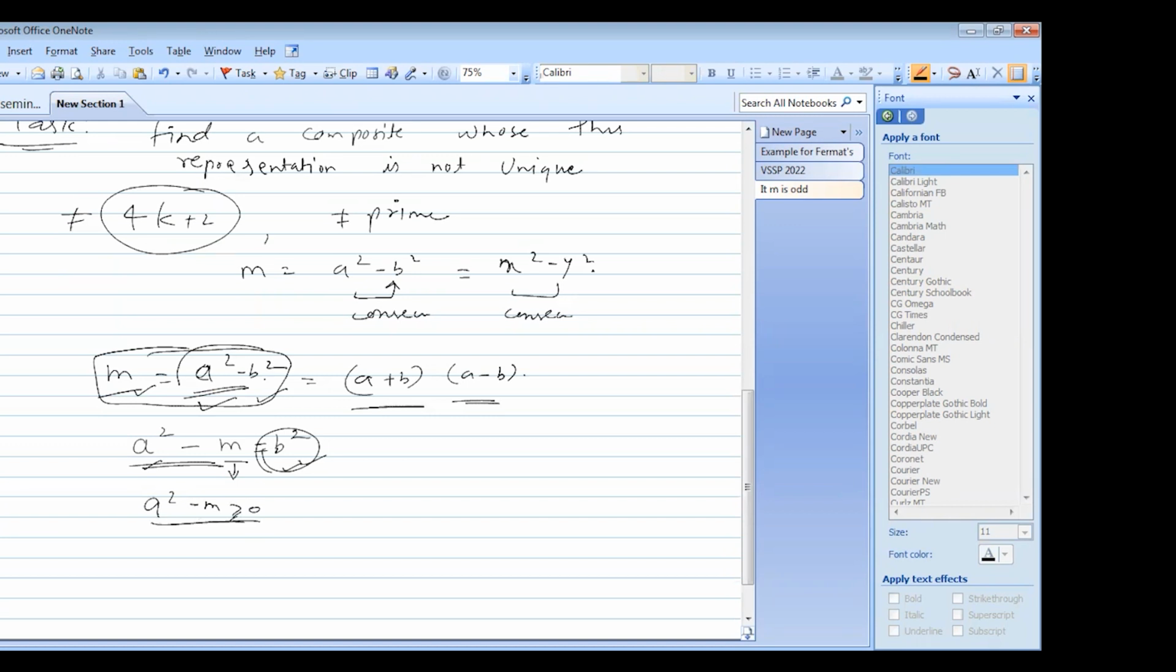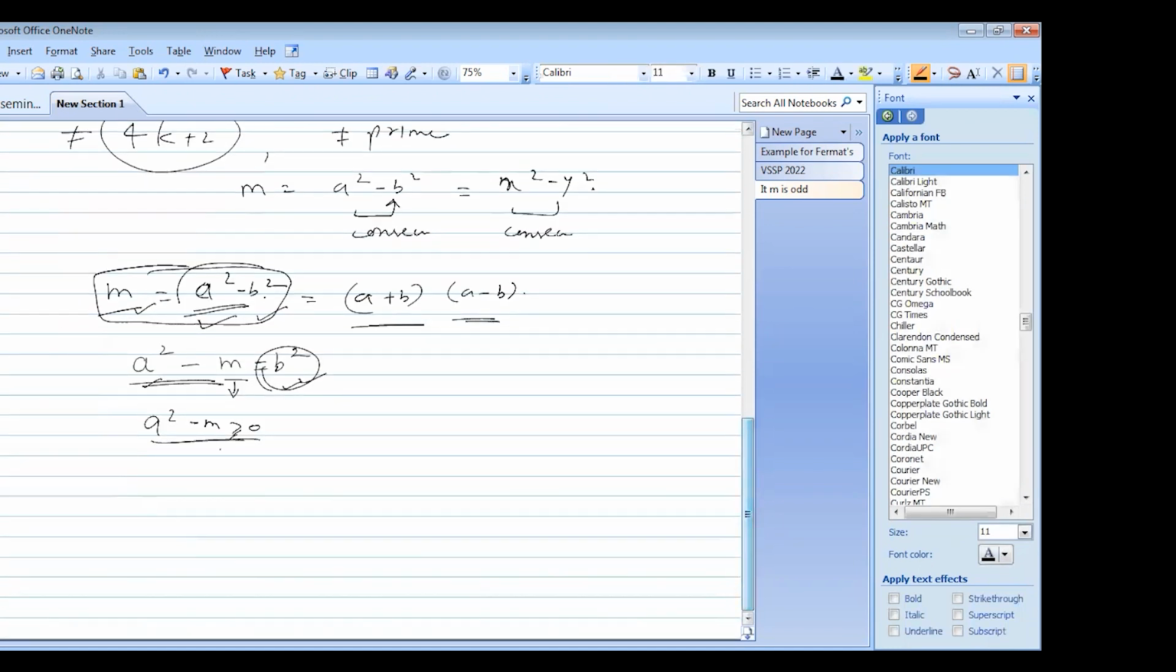Okay, let's start with this only. a square minus m is greater than or equal to 0. So a is greater than or equal to root m. We are considering the positive square root only here. This is known to us, so we take some k equal to root m.